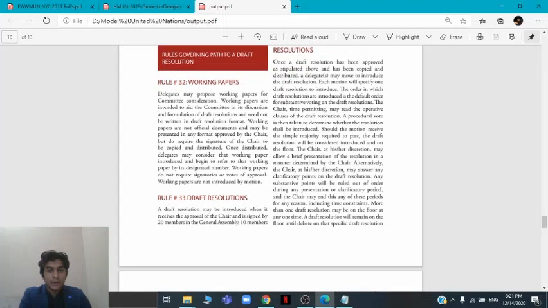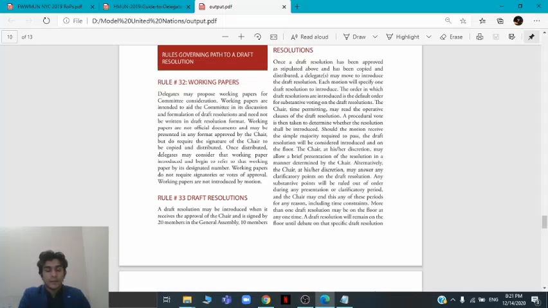Firstly, rule number 32 clearly speaks about working papers and describes how working papers need to be made and what working papers are, and I would describe them. So firstly, working papers are not a formal document and they don't have a format, and we can make them in any format. They are used to discuss what we have discussed in the past days of debate, like what problems we have discussed.